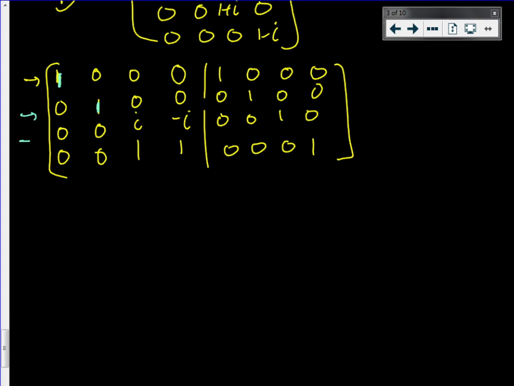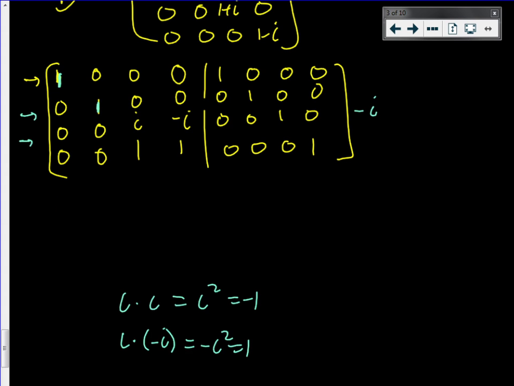The third row, it has I. Well, if you multiply I by I, you get I squared, which is negative 1. Well, I don't want negative 1. So you know what? I'm going to multiply row 3 by negative I, and then I'll get 1.